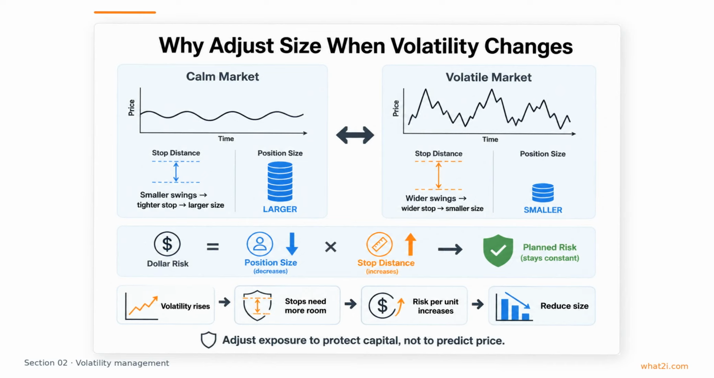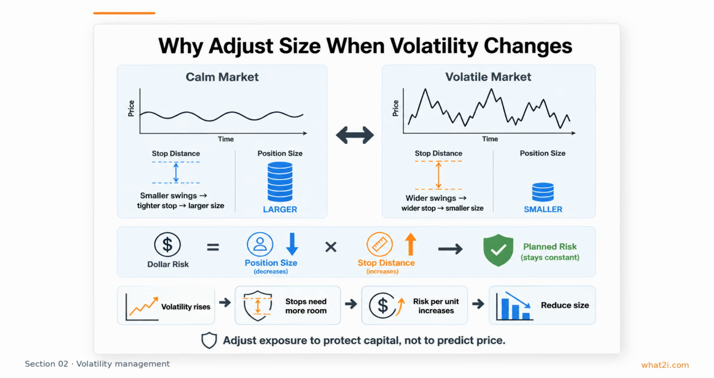A calm market may allow a relatively tight stop, which supports a larger position for the same dollar risk. A volatile market usually needs a wider stop to avoid getting shaken out by normal noise. That wider stop means each share or unit now carries more risk. Unless size is reduced, total trade risk rises above plan. Volatility-based sizing is therefore about capital protection, not about predicting where price will go next.